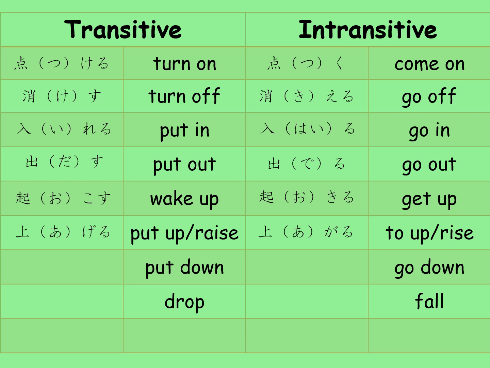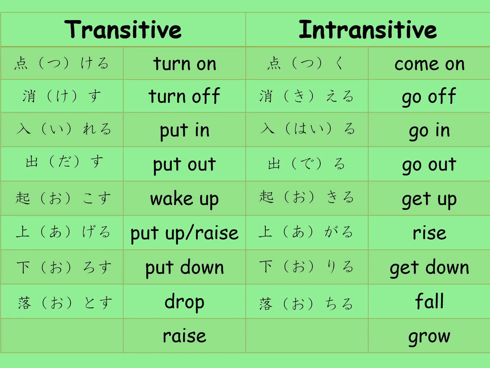To put the hand down is transitive, and that is 手を下ろす. The hand goes down is intransitive, and that is 手が降りる. To drop a ball is transitive, and that is ボールを落とす. A ball falls is intransitive, and that is ボールが落ちる. To raise a child is transitive, and that is 子供を育てる. A child grows is intransitive, and that is 子供が育つ.